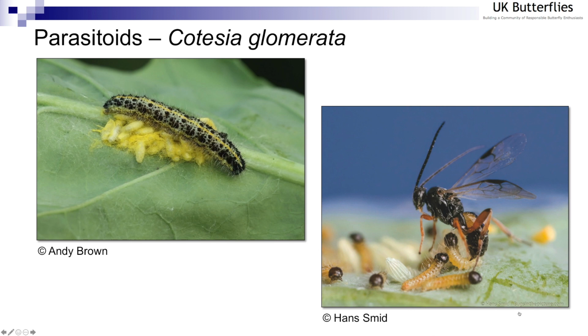What most people will not have seen is shown in this amazing photo by Hans Smid of an adult female wasp laying its eggs in a first instar large white caterpillar. An absolutely incredible shot. And as in the previous example of the holly blue, the grubs develop inside the caterpillar and ultimately burst out of the caterpillar's skin and pupate, as we can see there.